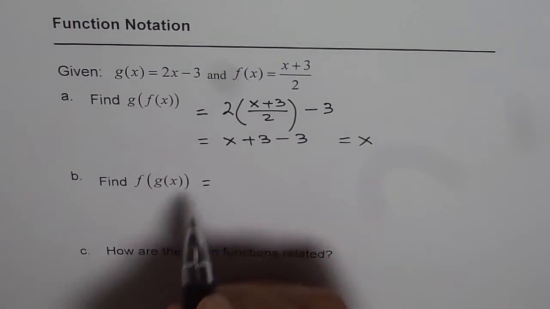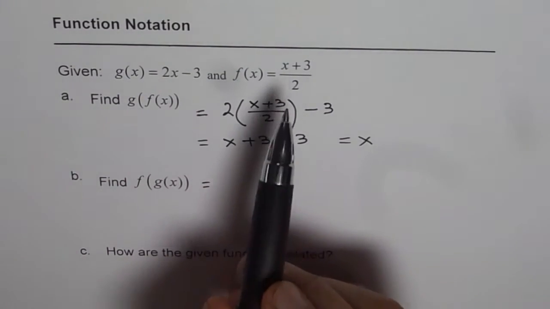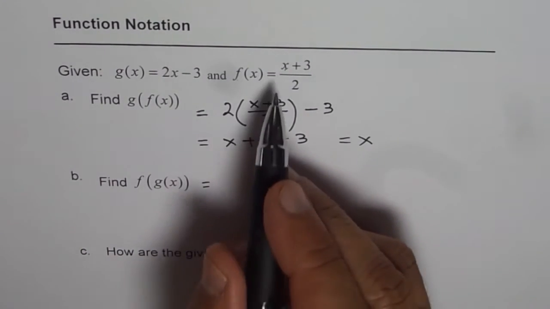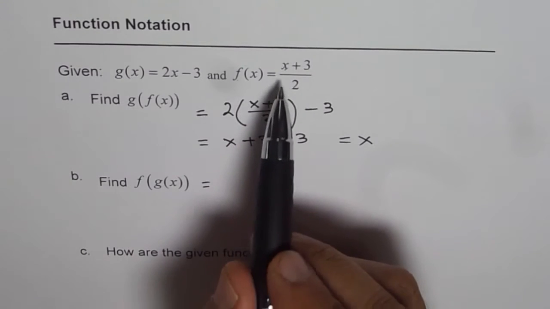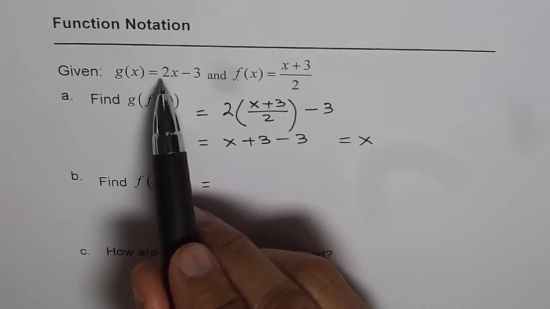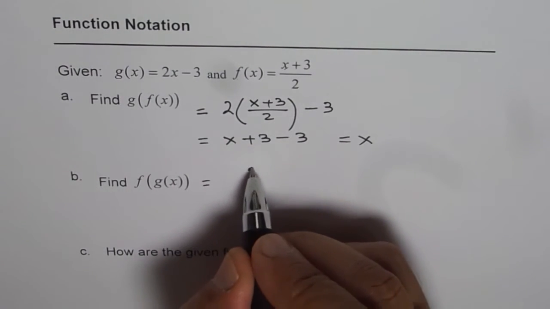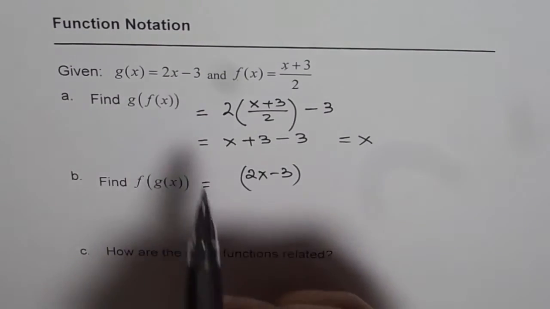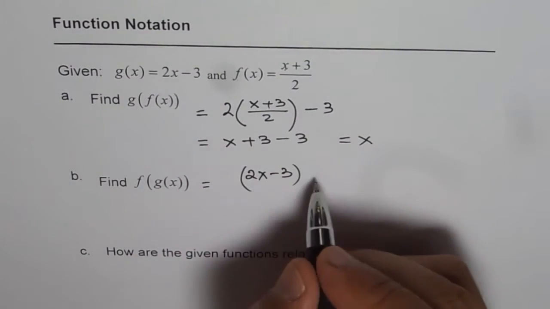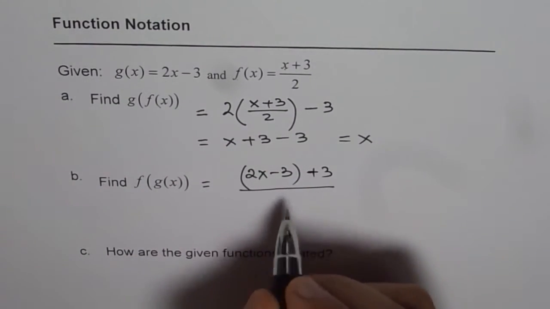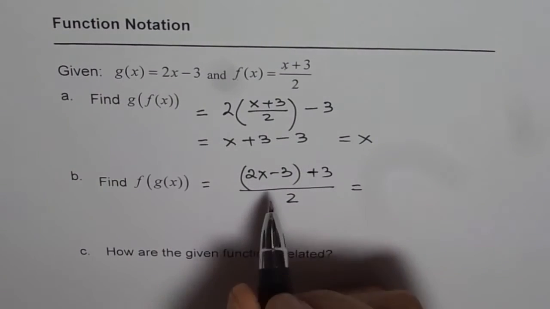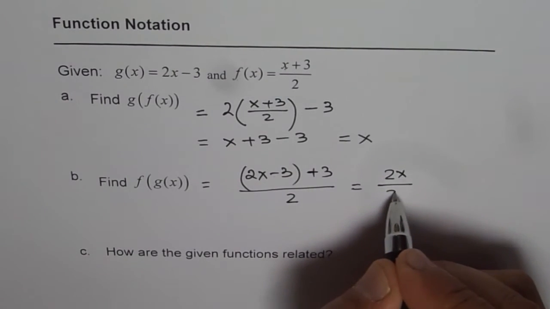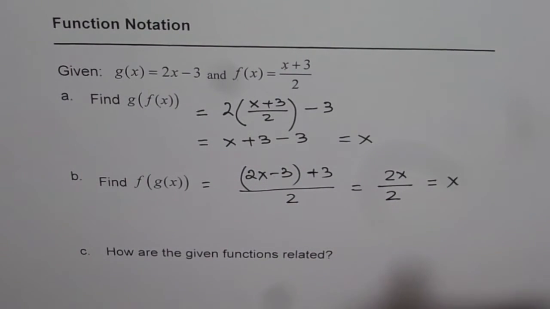Now f of g of x: look into the function f of x and replace x with the function g of x. The function is (x plus 3) divided by 2. We have to replace this x with g of x, which is 2x minus 3. Doing so, we get (2x minus 3, that is g of x, plus 3) divided by 2. That gives us 2x minus 3 plus 3, which is 2x. So we have 2x divided by 2, which is also equal to x.